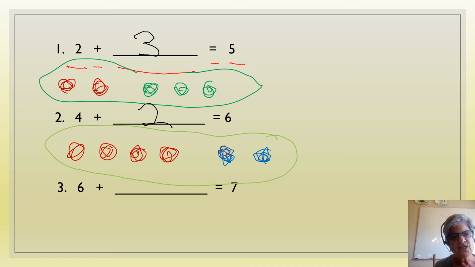Now let's go to the last problem on this page. We have 6 plus blank equals 7. That means if I have 6 fingers, how many more fingers do I need to put up to make 7? So we're not going to draw fingers, we're going to draw circles. I look at the last number, and the last number is 7. So you guessed it, I'm going to draw 7 circles. 1, 2, 3, 4, 5, 6, 7.